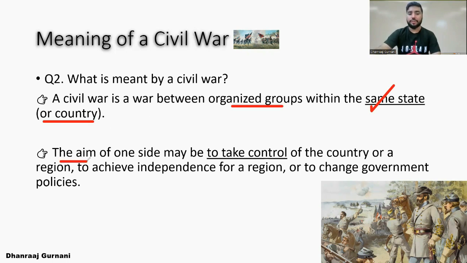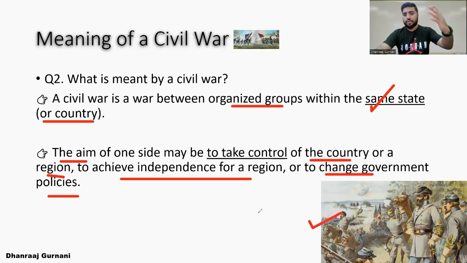The aim of a civil war is that one side may want to take control of the entire country or region, or to achieve independence for a region, or to change the government and policies in that region. Here also in America, the same thing happened. The North fought with the South. I will not tell you now who won the war, but the aim was the same: to take control of the country or region, achieve independence, or change the government policies. This is the main aim why a civil war is fought.